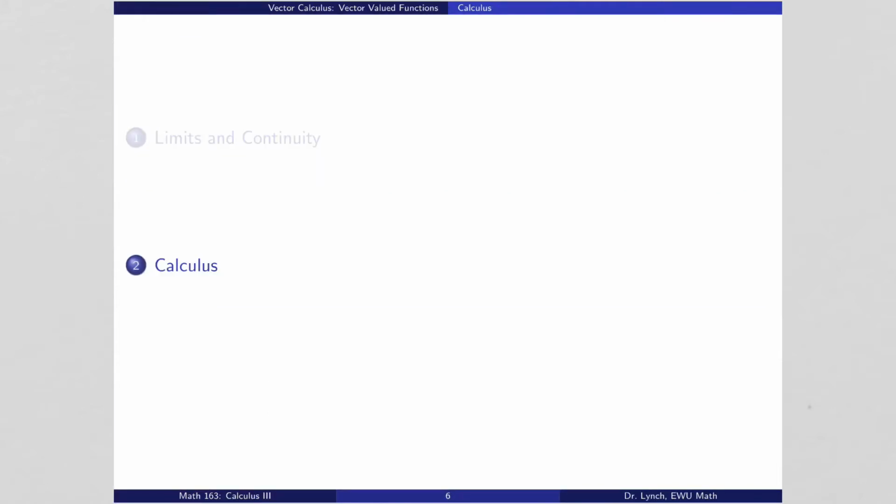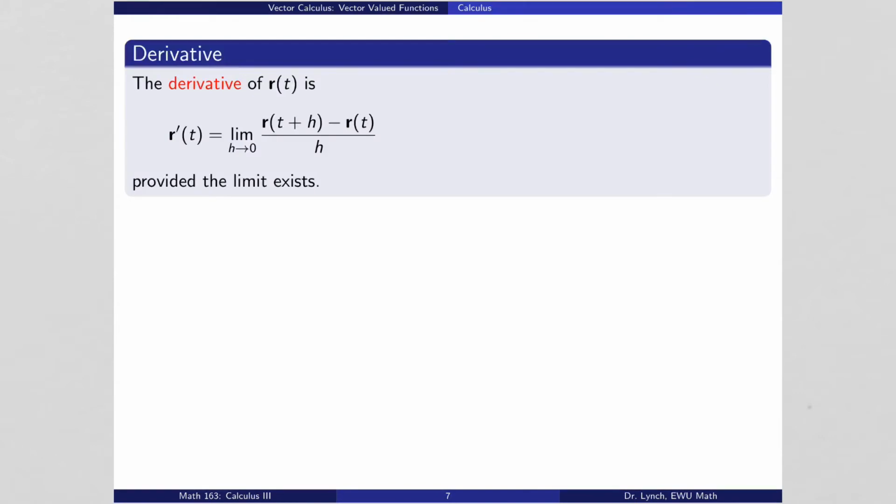Okay, let's go ahead and talk about calculus on these vector-valued functions. As you might expect, the derivative is defined as the limit of the difference of vector-valued functions, r of t plus h minus r of t, divided by h, provided that limit exists. With that said, we can just use our understanding of Calc 1 to find derivatives of these vector-valued functions.